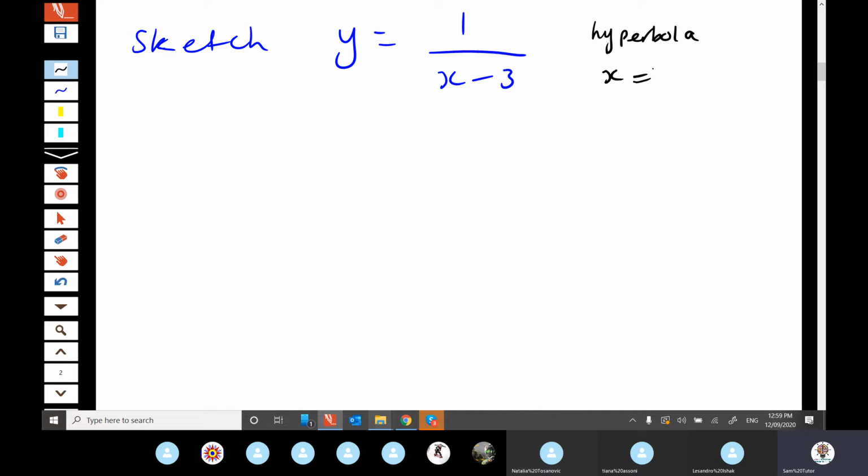What can x not equal to? 0. Okay, 0, no. That's for the generic one. For this one, what can x not equal to? 3. Yeah, because the denominator can't be 0. So this whole denominator can't be 0. So x can't equal to 3. And obviously this hasn't shifted up or down. So y cannot equal to 0.